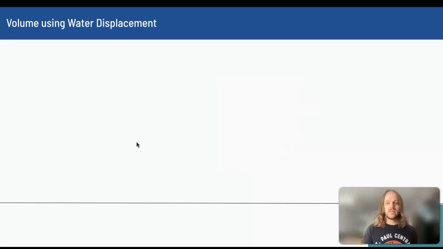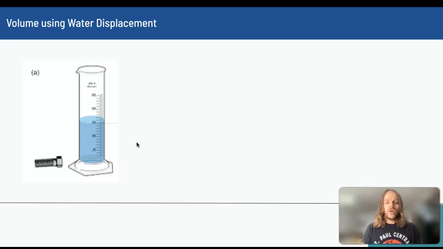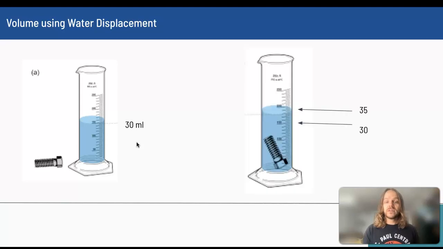So let's use this example that's about to pop up on your screen. Over here, you're looking at a bolt and a little bit of water inside what's called a graduated cylinder. Now, the bolt is not in the water currently. The water is just sitting at, I'm going to call it 30 milliliters. I can't really see, it's a little blurry, so I labeled it 30 milliliters. There are 30 milliliters of water in the graduated cylinder right now. The way to measure the volume of the bolt is very simple. All you need to do is drop it into the graduated cylinder.